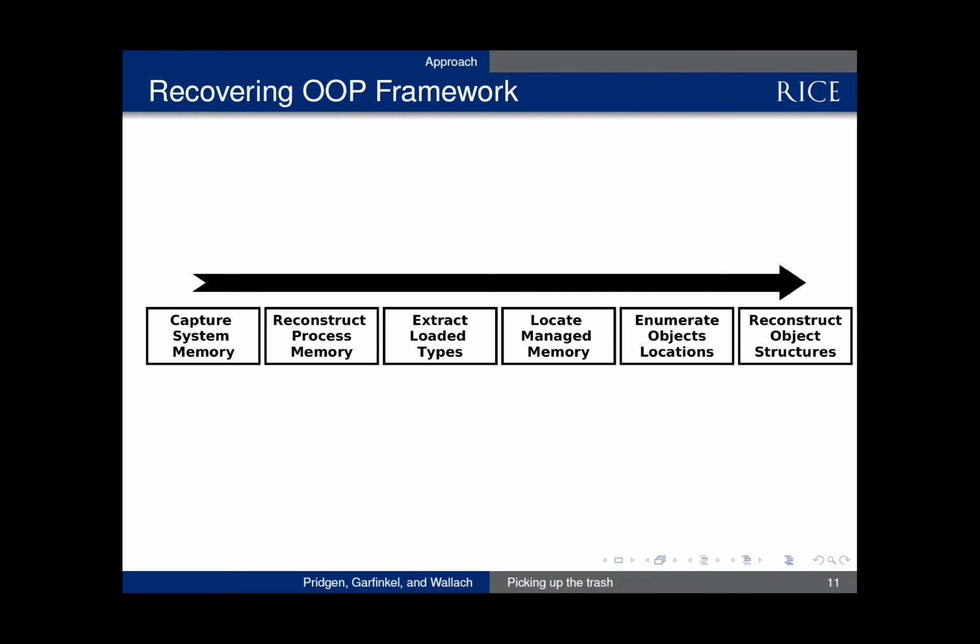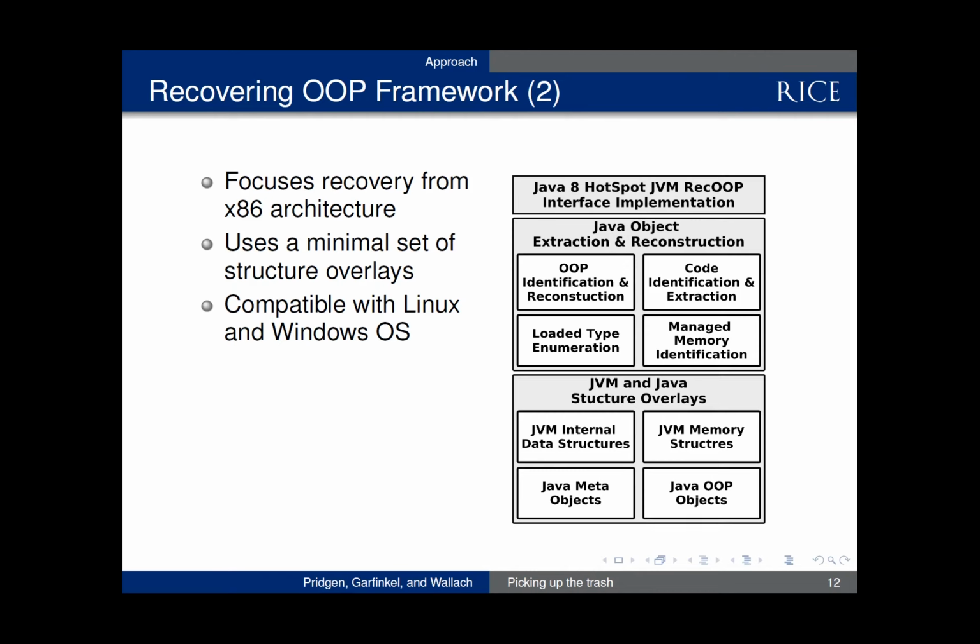In the first step, we capture the memory. This is basically where we do a dd, or we dump RAM using something like LiME or some other memory capture facility. Then we reconstruct the process using Volatility. Reconstruction of the process just takes all the physical memory pages and reorganizes them into a process-oriented layout using the virtual memory addressing. And then we extract our loaded types from the internals of the JVM. We locate all the managed memory and then enumerate all the objects for reconstruction and timelining.